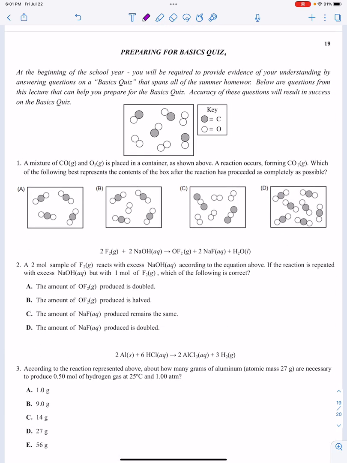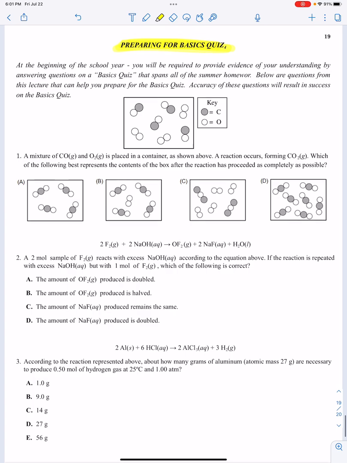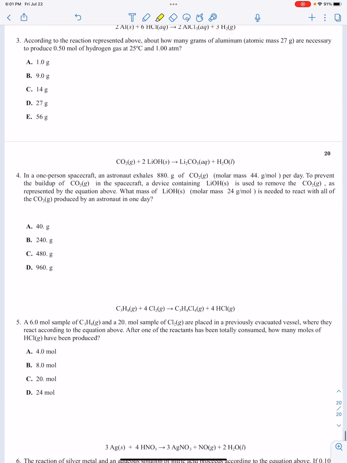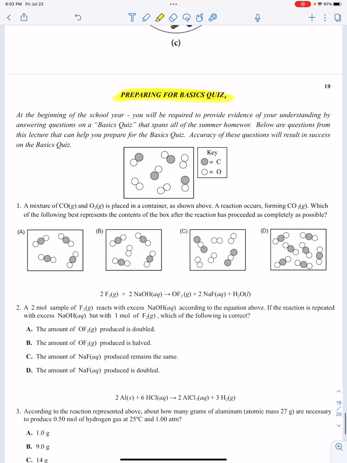You might not have seen this since the end of part 3, but at the very end, I have a preparing for basics quiz set of questions. Remember, in the beginning of the school year in September, we will do a little bit of review, and then you will need to take a basics quiz on all of the summer work. If you answer these 6 questions, you are preparing for the basics quiz. These are sample questions that are very similar to what will be on your basics quiz. So being able to answer these questions is going to be super helpful.